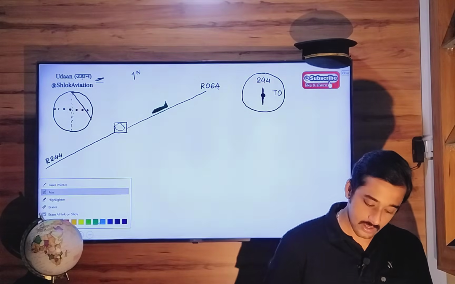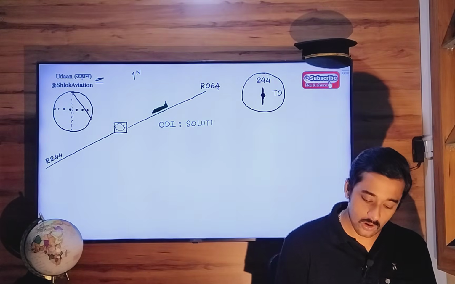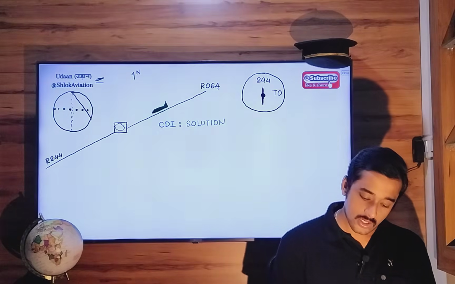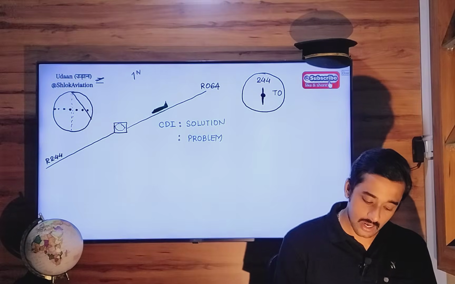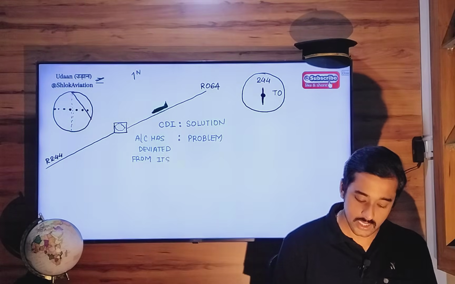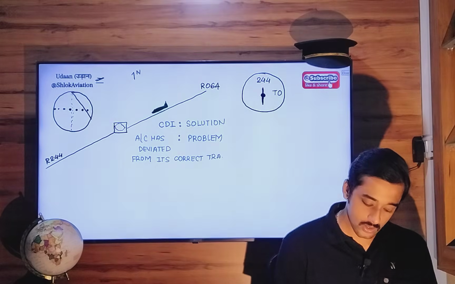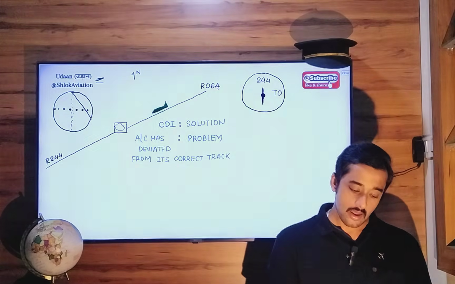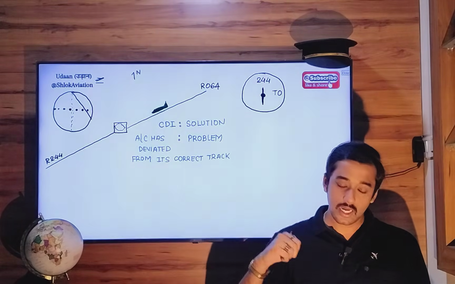Now CDI needle always gives you the solution. So what is the problem? The problem is that aircraft has deviated from its correct track. So over here in this case the correct track is track 244 inbound. But aircraft is not situated on that track correctly. It has deviated somewhere to the left hand side.